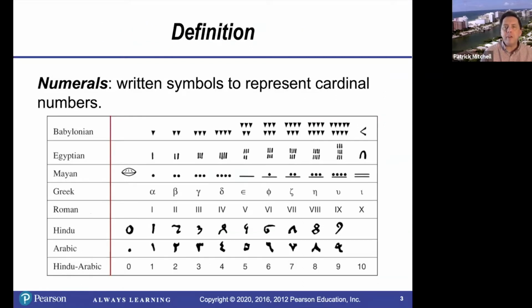Numerals are written symbols to represent cardinal numbers. So, of course, you're very familiar with the set of numerals on the bottom. These are the ones that we use. Throughout history, there have been other numeration systems that have been used. For example, you've probably seen Roman numerals before. They're still used for certain things, but the other ones are probably not as familiar to you. So through this chapter, we're going to be looking at some of these, and believe it or not, it'll really help you understand our system a little better.